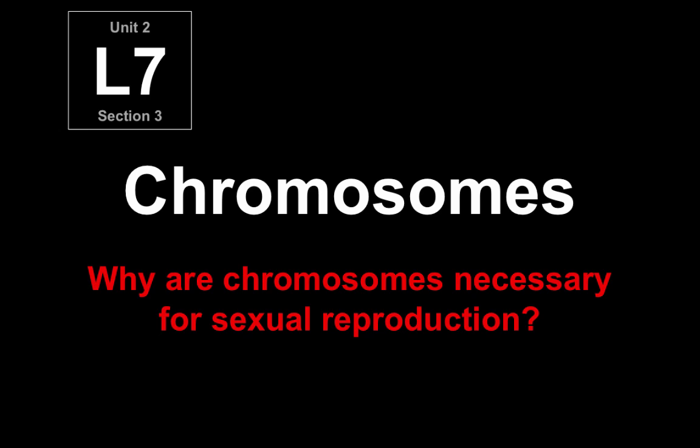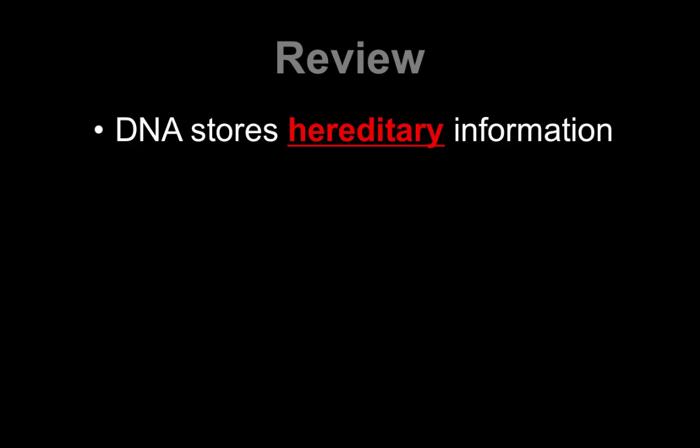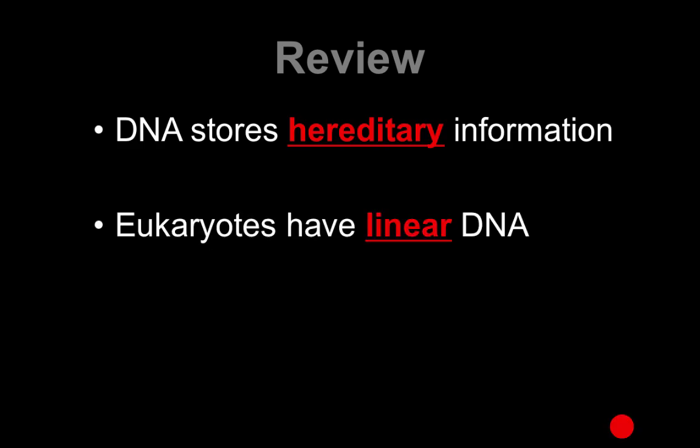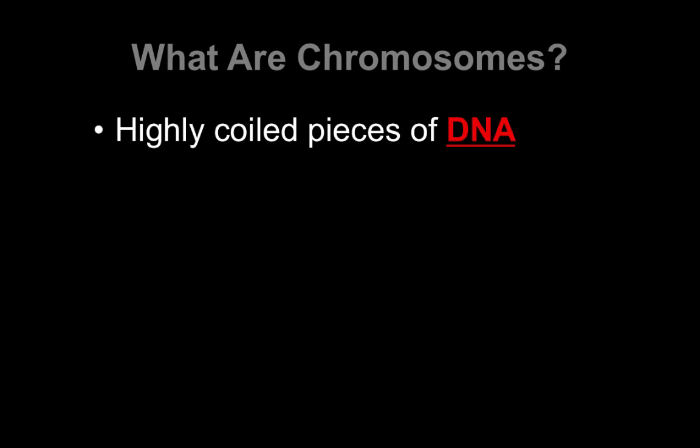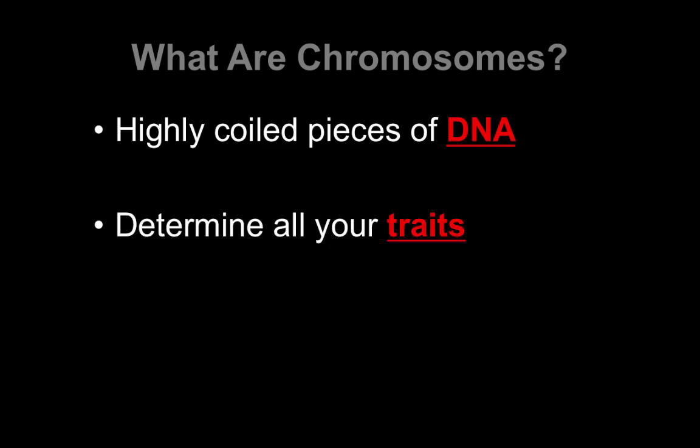In this lesson, we're going to look at chromosomes and why they're necessary for sexual reproduction. As a review, remember that DNA stores hereditary information and that eukaryotes have linear DNA. So what's a chromosome? They're highly coiled pieces of DNA, and they determine all your traits.